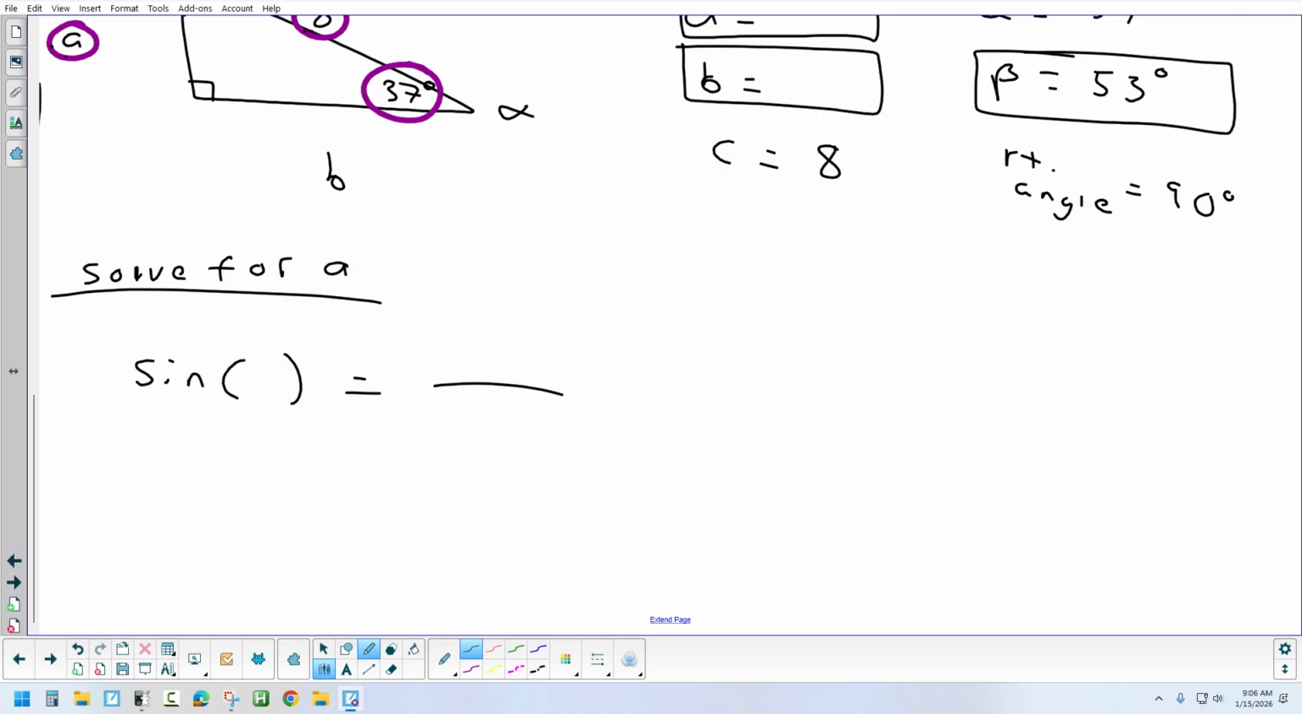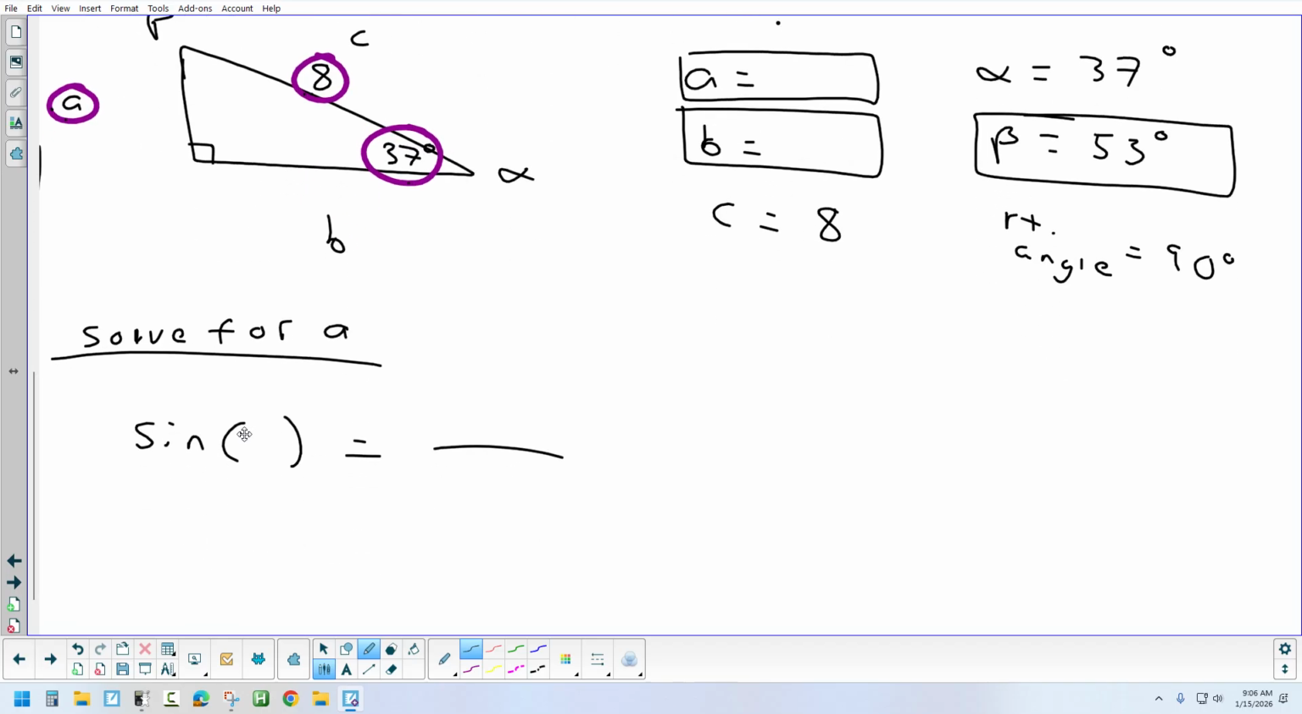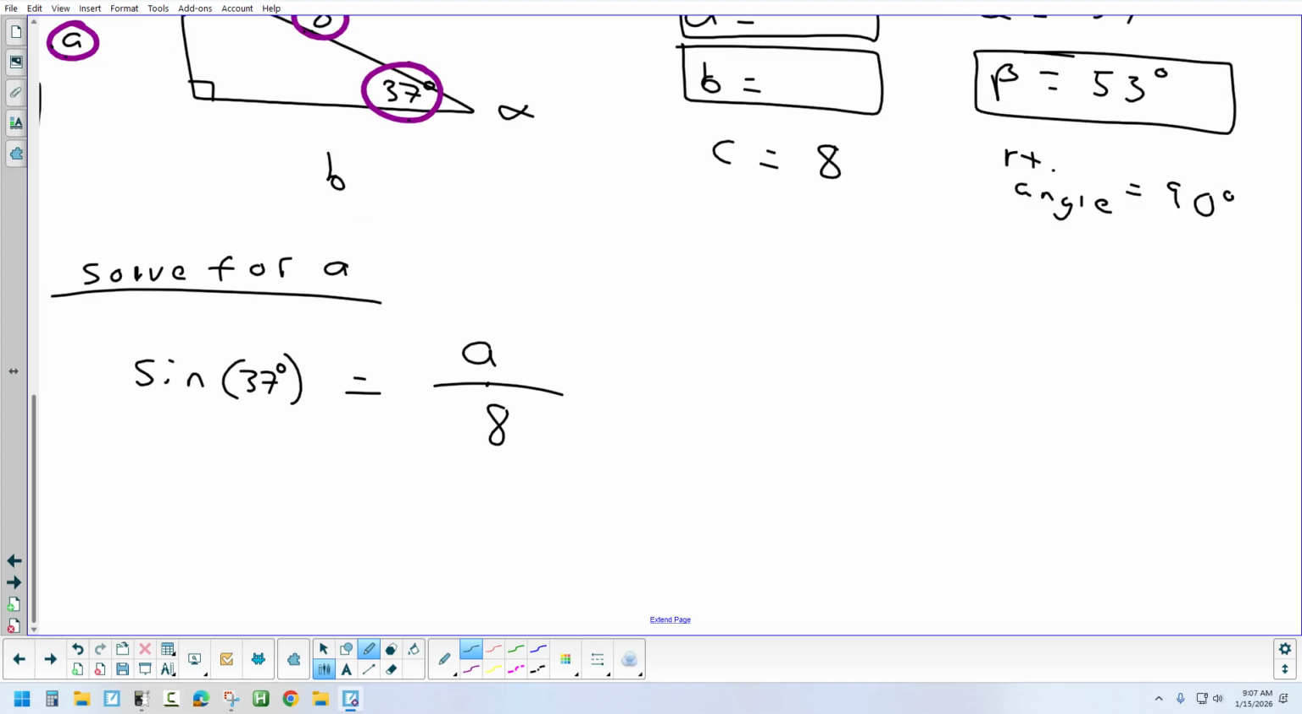So you always have a trig function on one side and then a fraction on the other. So it's the sine of, my angle is 37, and sine is opposite over hypotenuse. So what's going to go on the right side for my fraction? A over 8. And now we have to solve for A. How do you get A by itself there? Multiply both sides by 8.